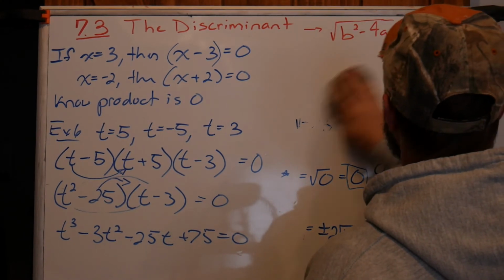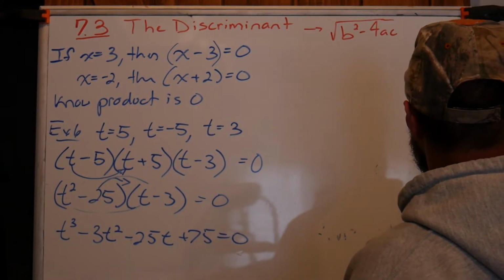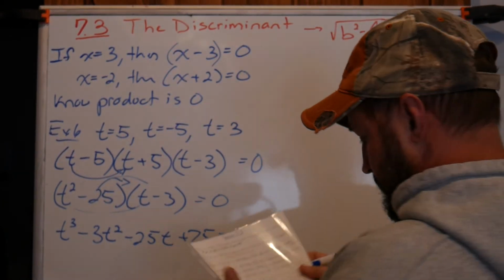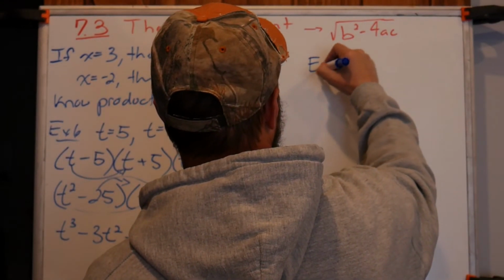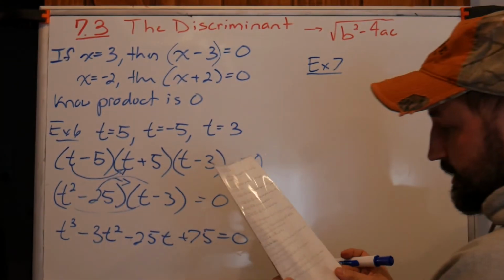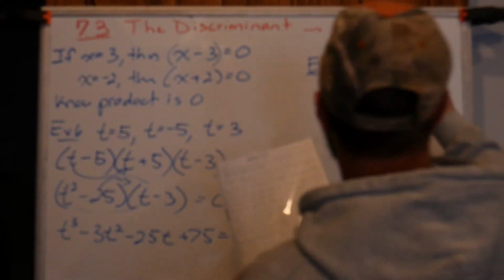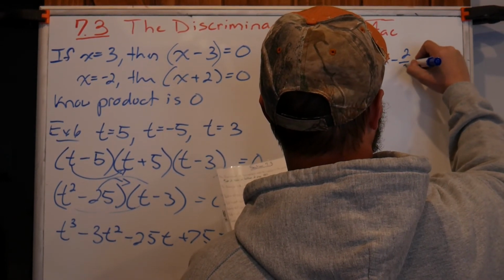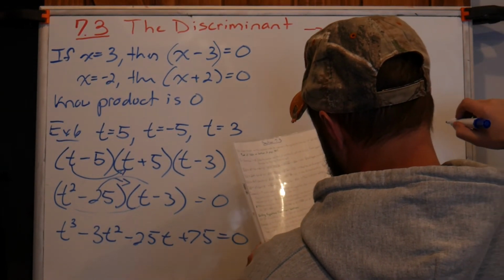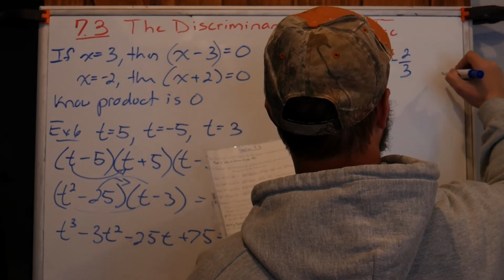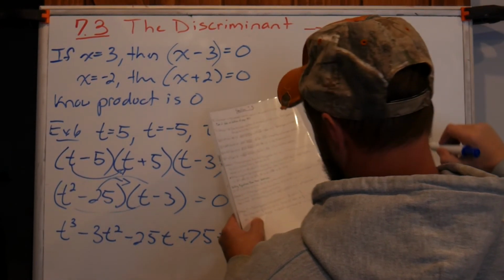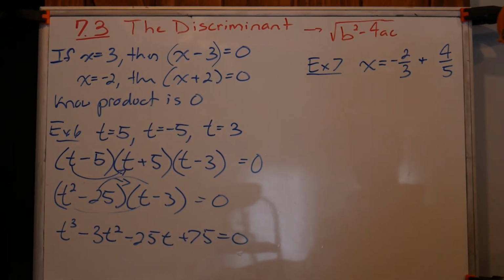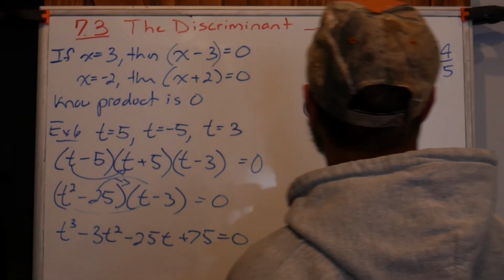Let me go over here. I can probably fit the other example in right next to it. So now, what are they going to give us? Example 7. Example 7 says find an equation with solutions x equals negative 2/3 and 4/5.